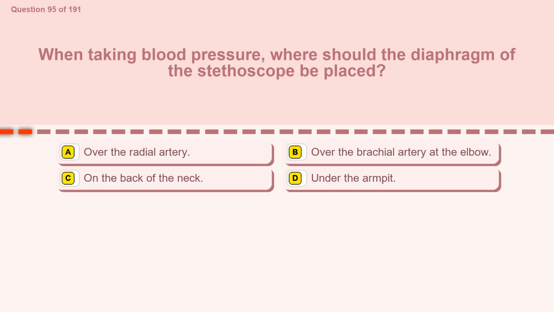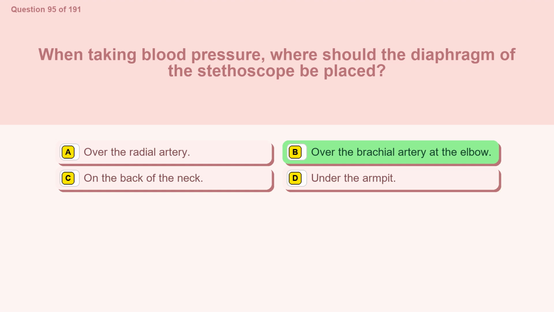Question 95. When taking blood pressure, where should the diaphragm of the stethoscope be placed? Option A, over the radial artery. Option B, over the brachial artery at the elbow. Option C, on the back of the neck. Option D, under the armpit.